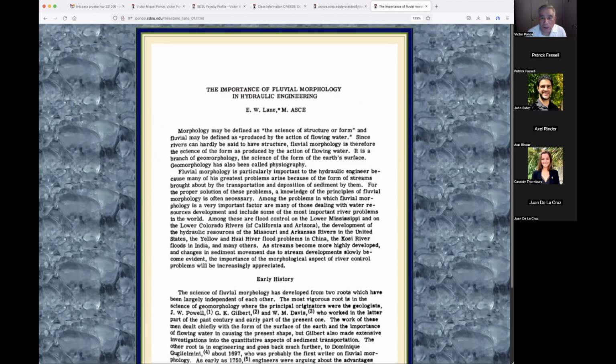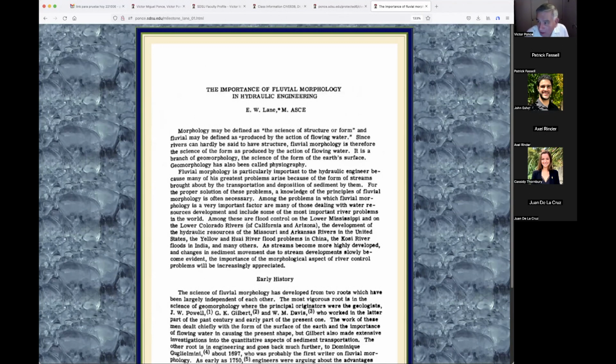So this is the paper that Emory W. Lane wrote in 1955. I'm only going to read the first part because I think it's important. The rest becomes really entangled into all his ideas, which is good, but I'm going to have you read that, not me. Morphology.